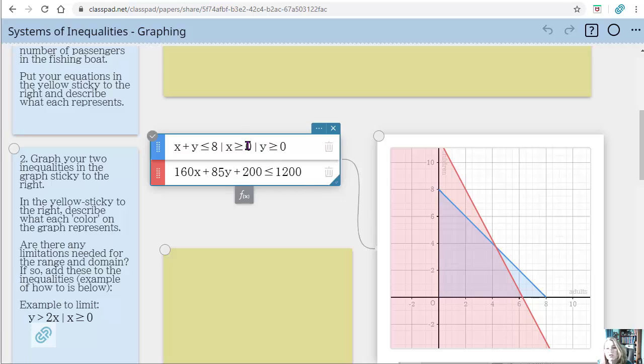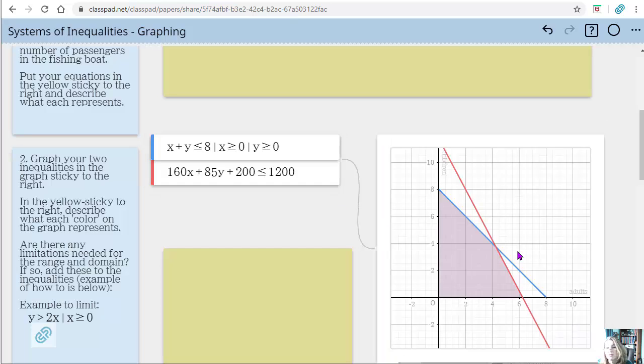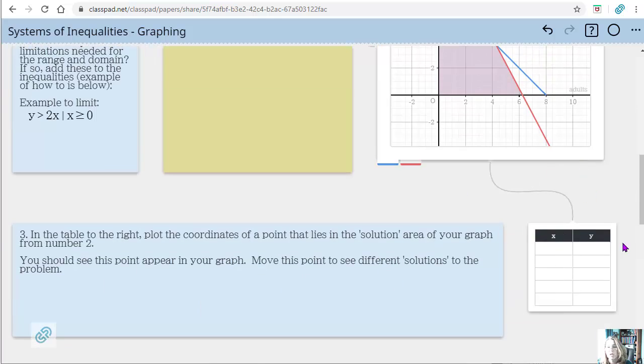Weight can't be negative either, so I might want to put some limitations in. And when you go into the settings of the graph, right now we're looking at the union of these two things. We could look at the intersection and see what that brings us. And so right here is all our possible solutions. And then the rest of the problem is just, plot a point. So let's just plot a point.